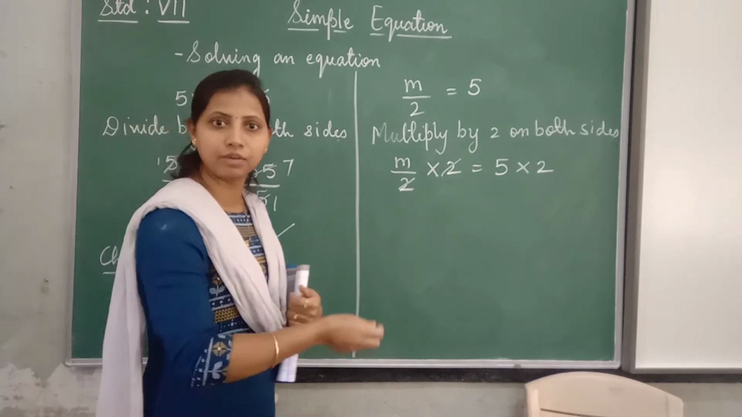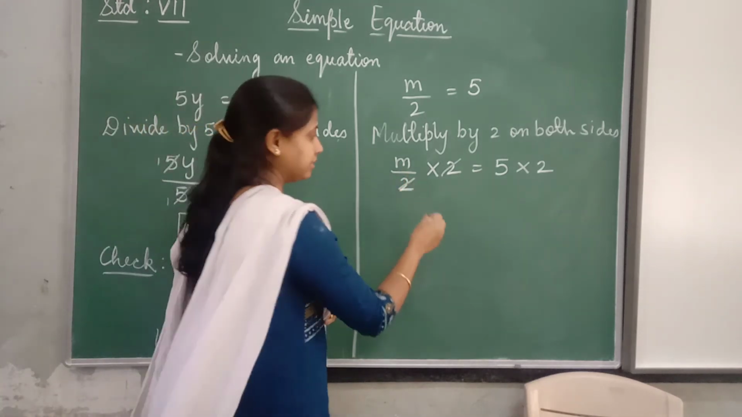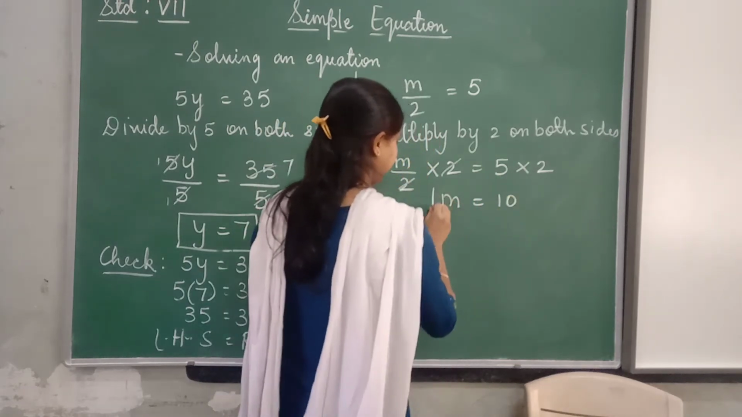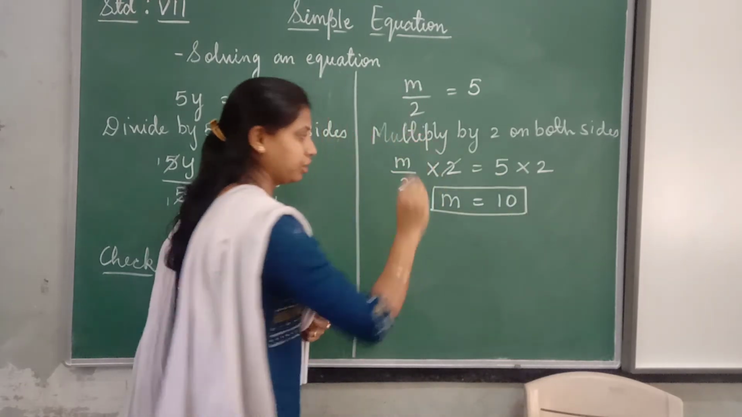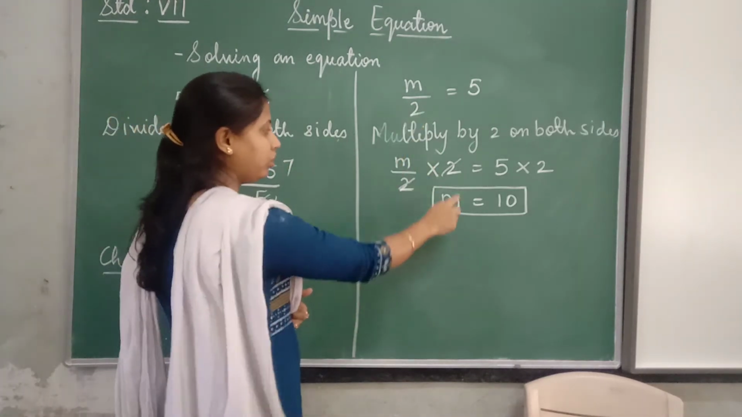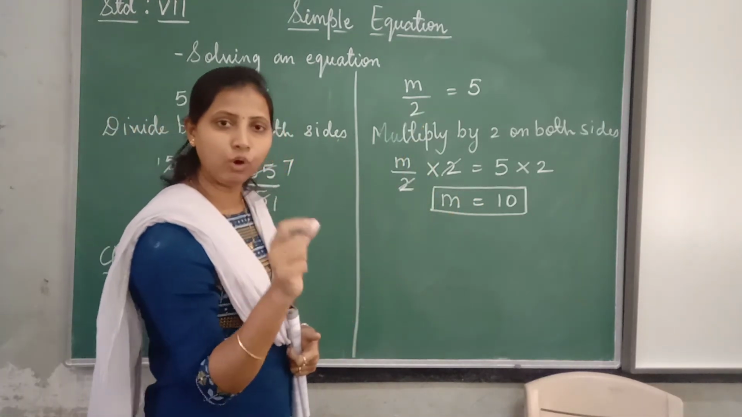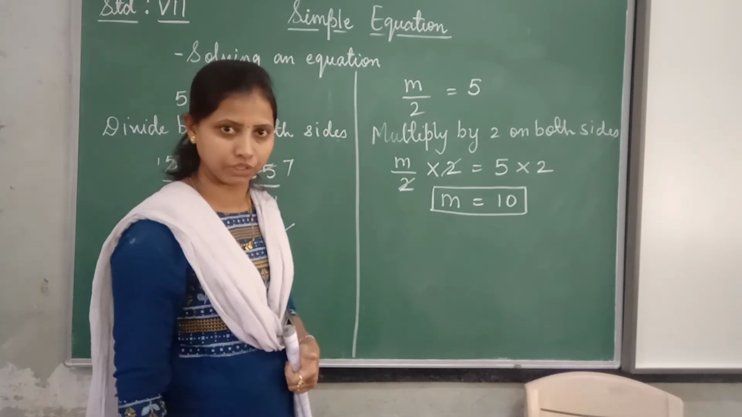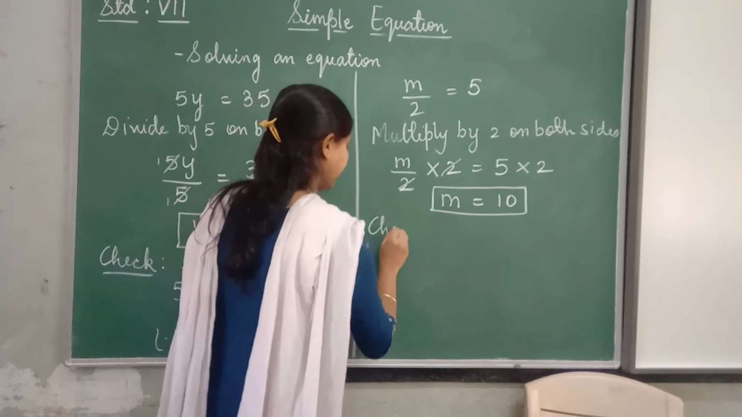We have learned this in the lesson on fractions. So what remains? Remaining is M, and 5 into 2 is 10. So this is the solution of this particular equation. M is the unknown variable. Finding the value of the unknown variable will be the solution of the equation. Now this also you can check, children.